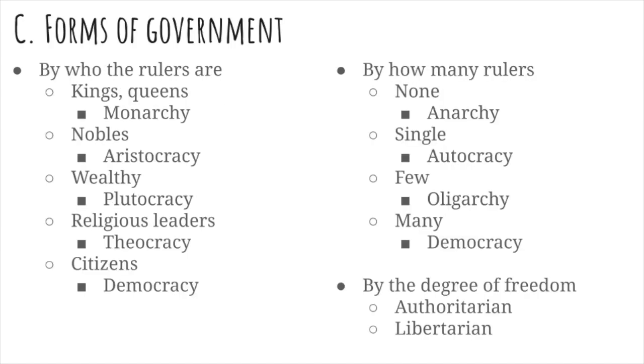So there's three different ways to think about the forms of government. First is by who the rulers are. Second, by how many rulers there are. And the third is the degree of freedom in those societies. And this is the one that I would focus on.